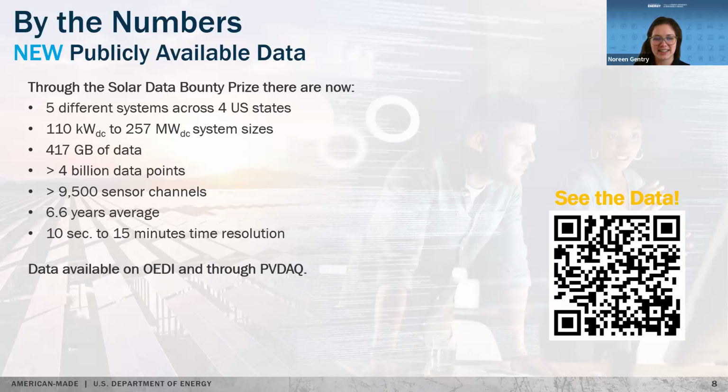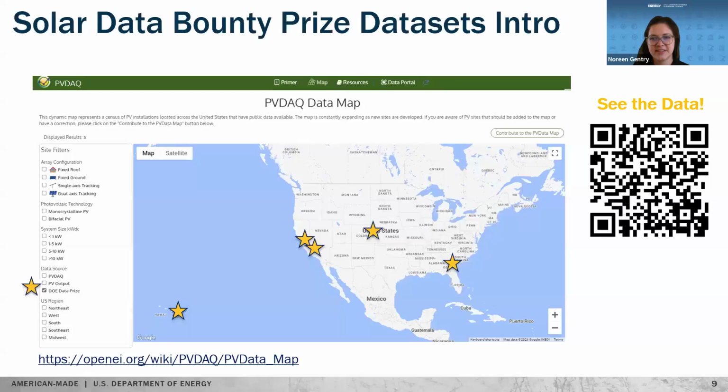And like Tassos mentioned, this data is available on OEDI and PVDAC, which Robert will take you through in more detail later on. But I've included a QR code here, which if you go to that, then if you go to the next slide, it should bring you to a web page that looks just like this. And if you click on the left-hand side to data source and look at DOE Data Prize, it will give you the 5 different systems from the data prize that were obtained. And then you can look a little bit more through the details of the systems to understand which one it is that you would like to use.